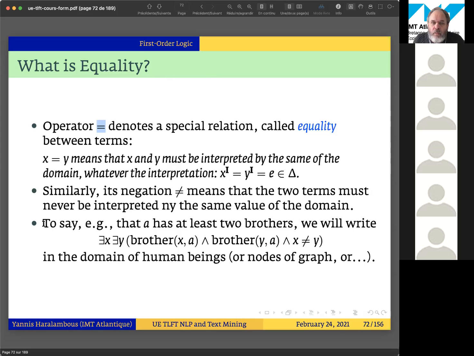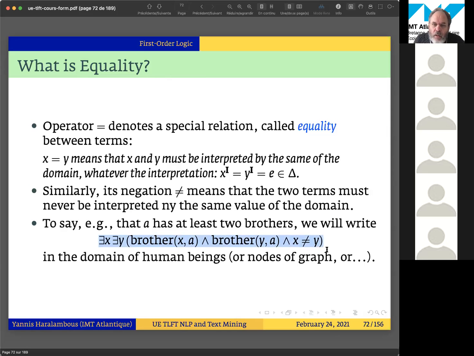It allows me to introduce difference. So here, to say that A has at least two brothers, I will write there is an X and a Y such that X is brother of A and Y is brother of A, and X is different than Y. If I use only these two, then in some interpretation somebody may choose the same value for x and y. By adding this condition, x and y must be different.